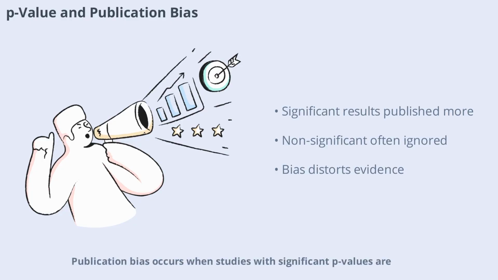Publication bias occurs when studies with significant p-values are more likely to be published than those with non-significant results. This can distort the scientific literature and give a misleading impression of the evidence. Being aware of publication bias is important when interpreting p-values and the results of scientific studies.